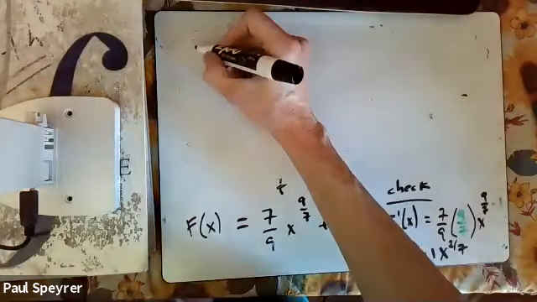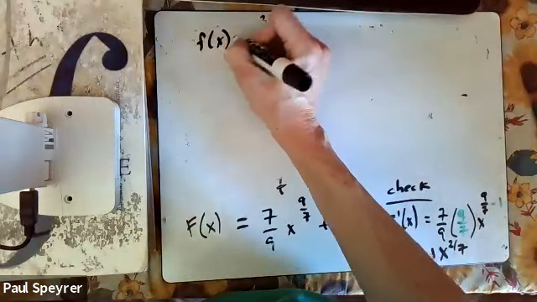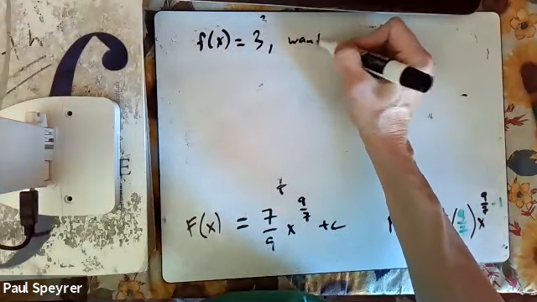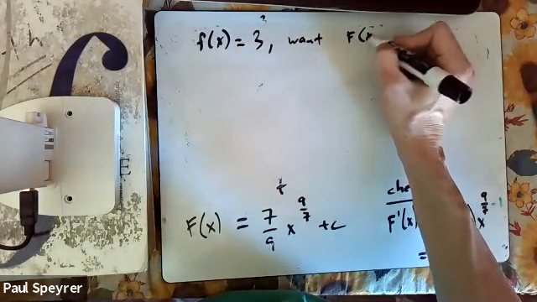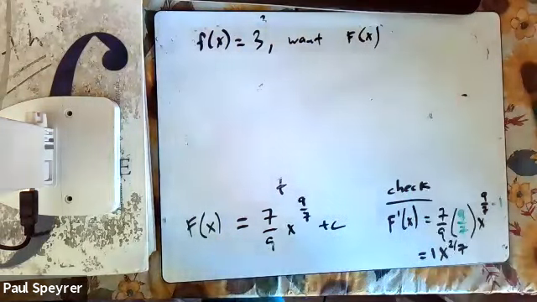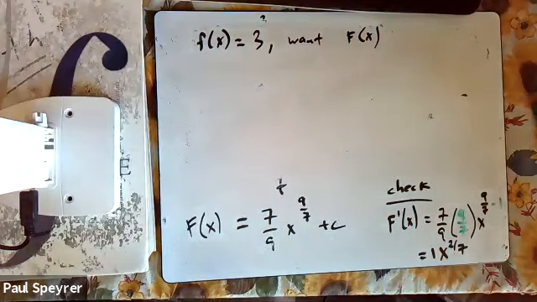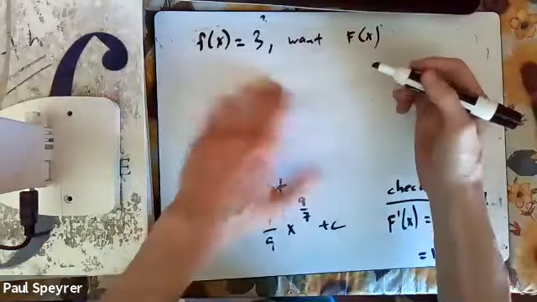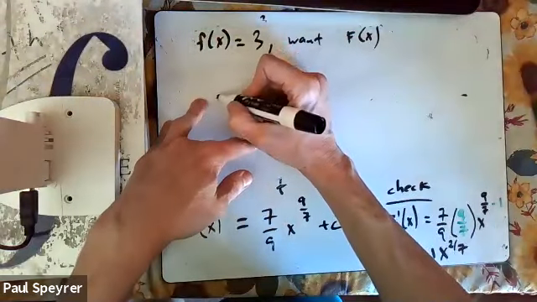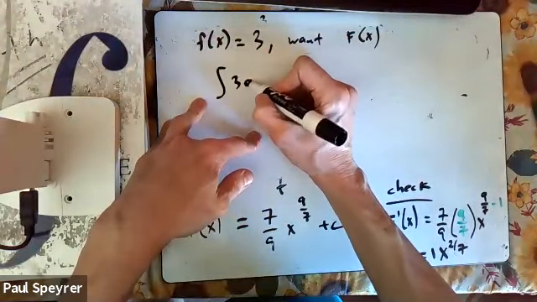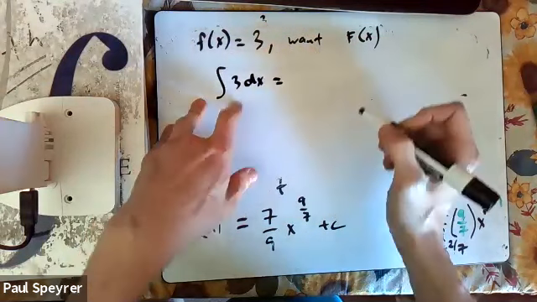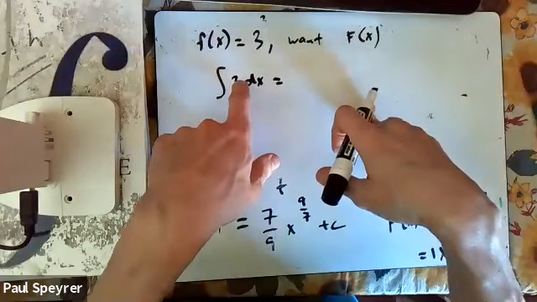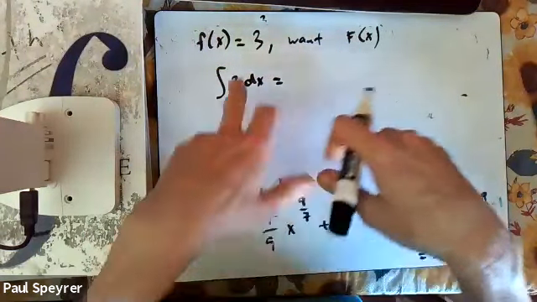What if I had f of x equals 3, and we want big F of x? Again, the antiderivative of f. So we basically want the antiderivative of a constant. How are we going to find the antiderivative of 3 with respect to x, or 3 dx?